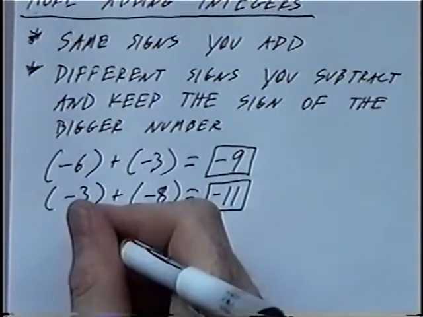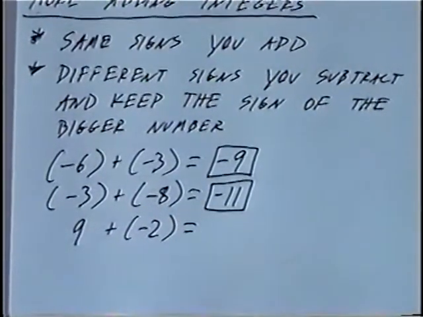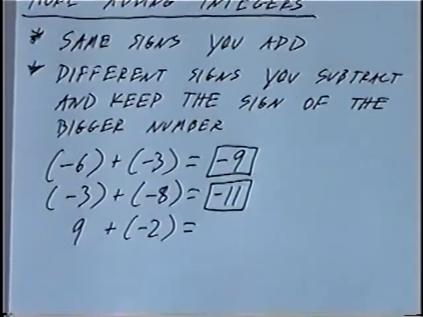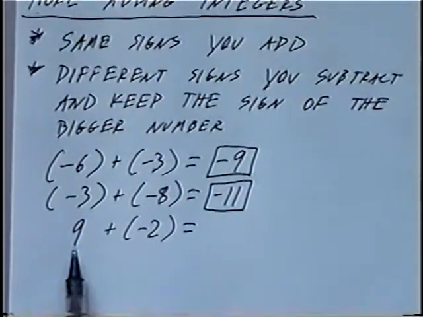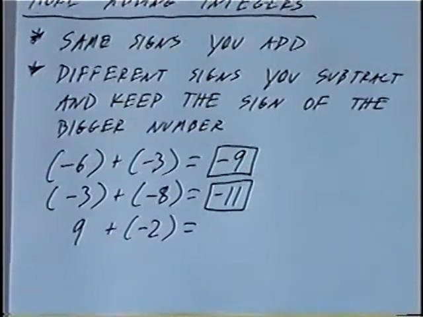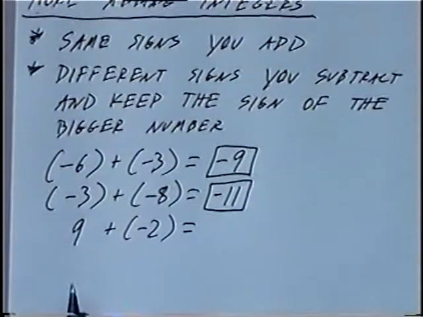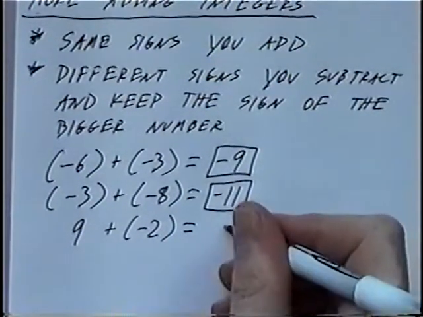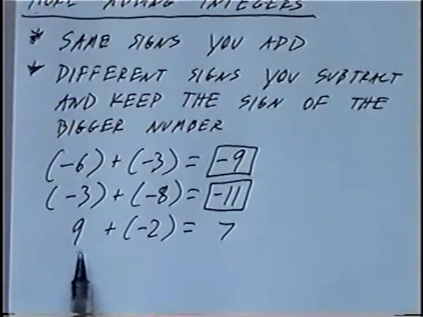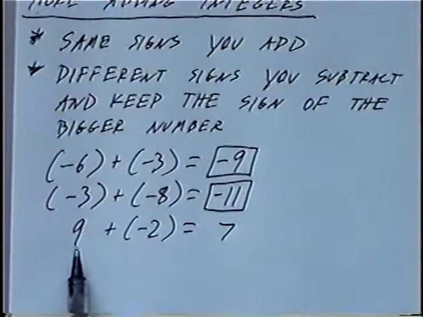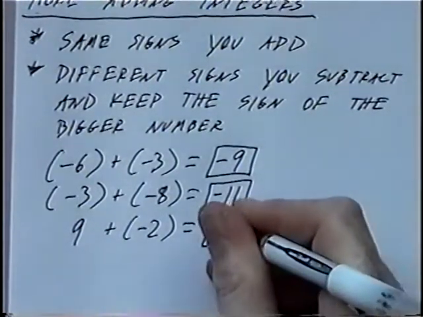Third question, 9 plus, in parentheses, a -2. This time we have a positive 9 and a -2. So we have different signs, a positive number and a negative number. When we have different signs, we'll subtract the numbers. 9 minus 2 would be 7. And we'll keep the sign of the bigger number. If we have the number 9 and the number 2, 9 is bigger, 9 is positive, means our answer is positive. So we'll have +7.